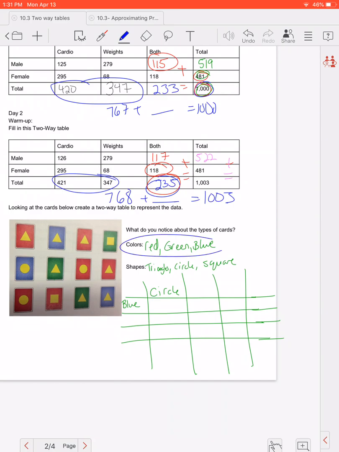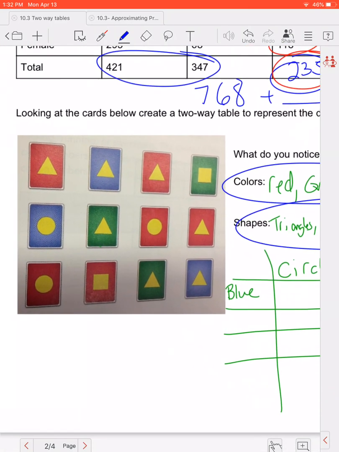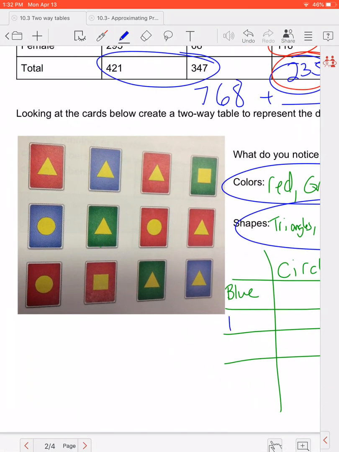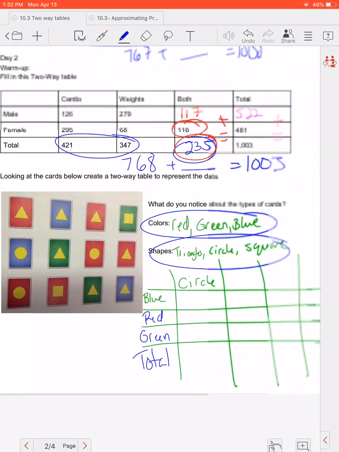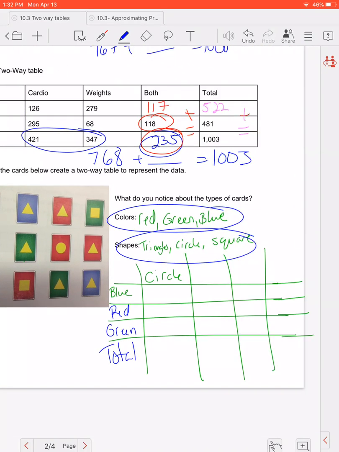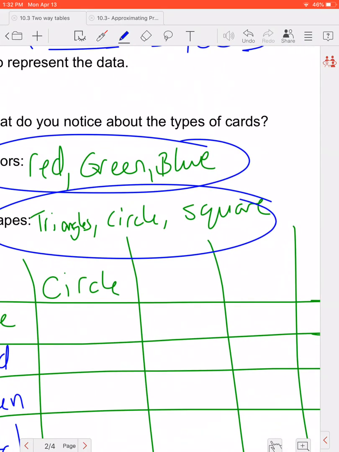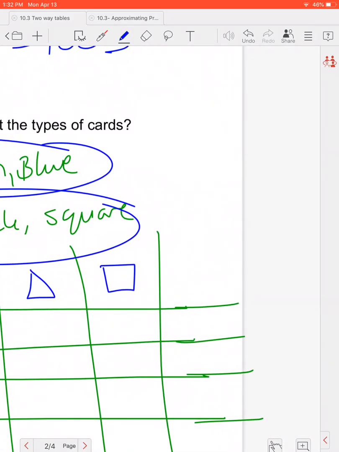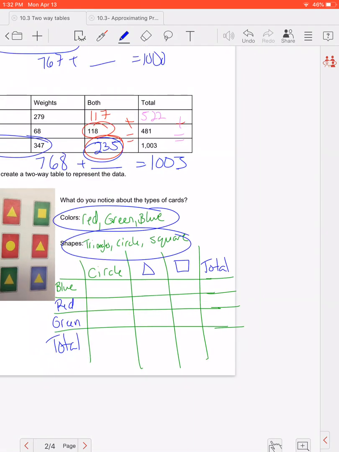So these titles that I've created, that's what's going to go into my two-way table. Now I decided my colors were going to go as my rows here. So I have blue already written, and then I'm going to fill in red and green. And then my last row will be totals. Okay. And then my shapes are going to go across the top. So I already put my circle in. So then I'm going to have my triangle and my square. And just to make life easier, I just drew the picture. And then total is going to be here. Okay, so you could write the word or draw the picture, whatever helps.